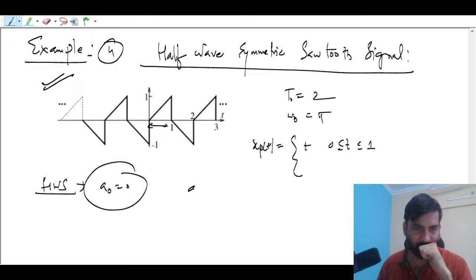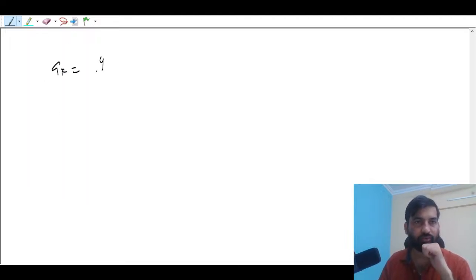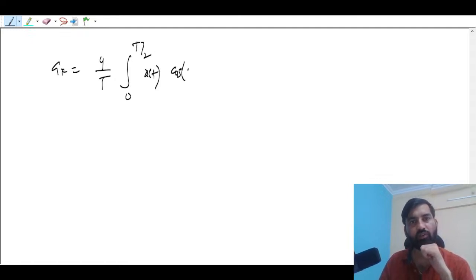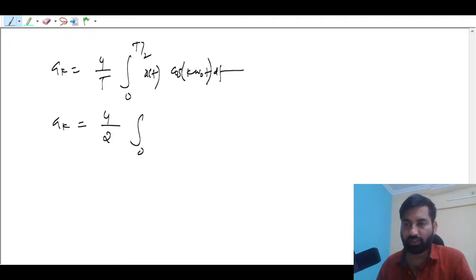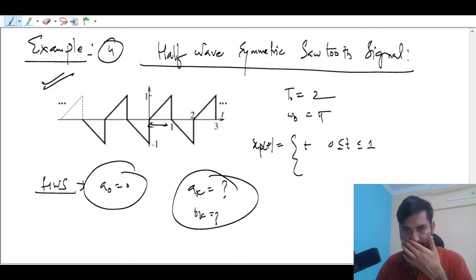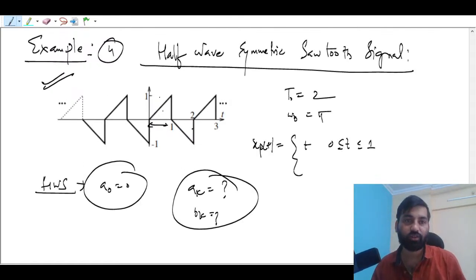So we have to compute a_k and b_k. Now how to find a_k? a_k is nothing but 4 by T, integral from 0 to T by 2 of x(t) cosine k omega naught t dt. Now, what is 4 by T? T is nothing but 2, and the integral is from 0 to, now your x(t) we are considering till 0 to 1, half the period. So 0 to 1, understand? So you don't have to integrate over the other part, you have to only integrate this, because that is what the case is. So please do remember.